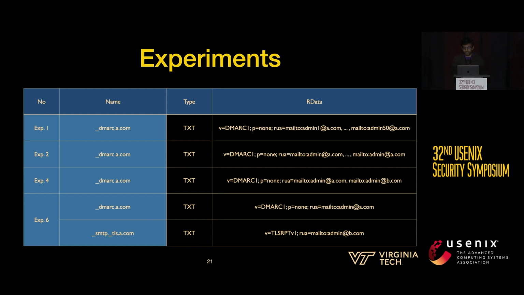In experiment 4, we set up another domain, B.com, again controlled by us, and point the reporting address to it without placing the EDV DNS record at B.com. So we want to check from this experiment whether the popular email hosting providers check the EDV record. And finally, in experiment 6, we check whether these providers support SMTP TLS reporting or not.